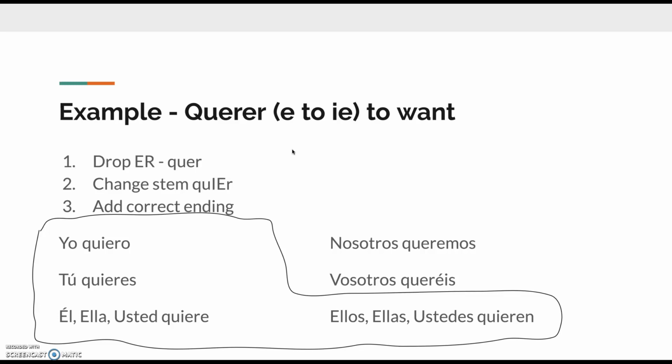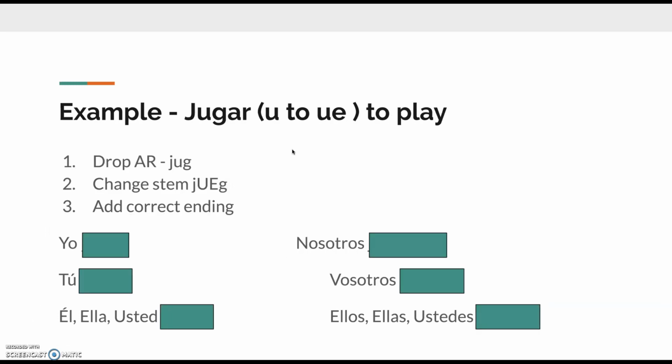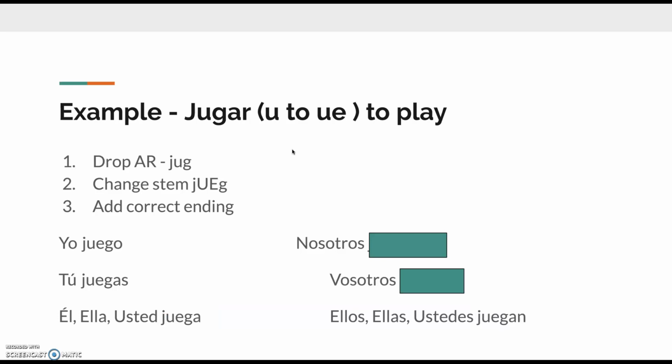Let's do another example. Jugar, to play. We drop AR, left with our stem, jug. We change our stem to J-U-E-G, jueg, and now we add our correct ending for AR verbs. Yo juego, tú juegas, él, ella, usted juega, ellos, ellas, and ustedes juegan. And remember our rule for nosotros and vosotros: they do not change their stems. So we have nosotros jugamos and vosotros jugáis.